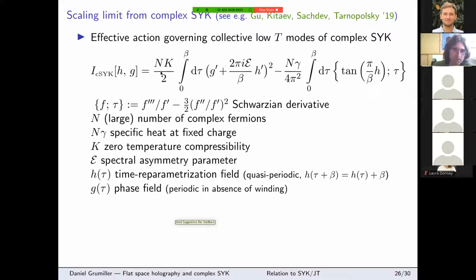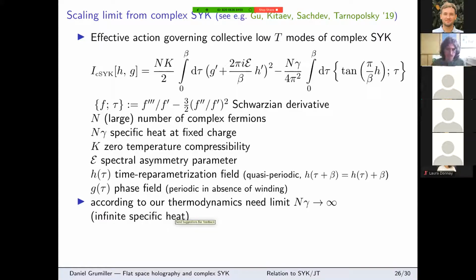And the other quantities also have some meaning. K is called the zero temperature compressibility. This calligraphic E is the spectral symmetry parameter, and the functions H and G, on which this action depends functionally, are again a time reparametrization field and a phase field. So they have the same interpretation as in our flat space model, which is encouraging. And they also have the same periodicity properties. So H is quasi-periodic and G is periodic in the absence of winding.